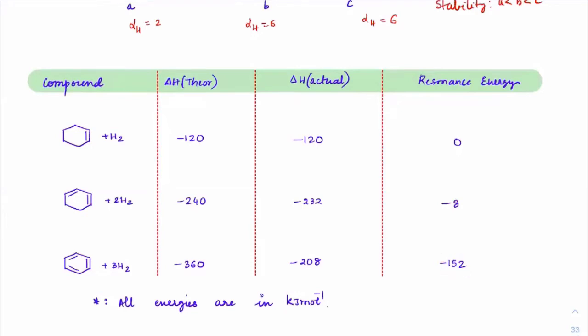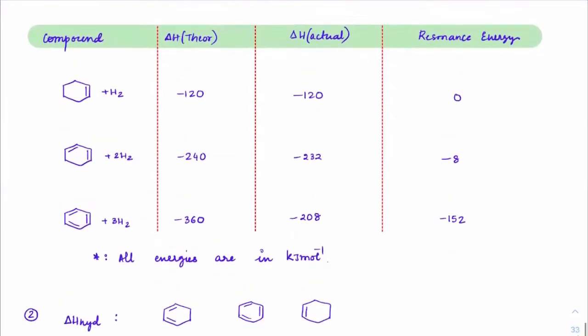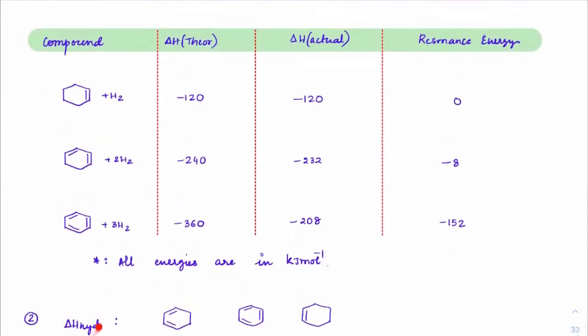And that is precisely what happens in aromatic compounds, that is how we will differentiate whether it is an aromatic compound or a general compound. Aromatic compounds will have very high resonance energy and less delta H hydrogenation. Okay. Now from this data, we can say what would happen to delta H hydrogenation in the case of diene here, in the case of cyclohexene here, and in the case of benzene.